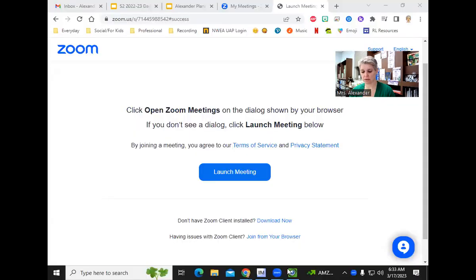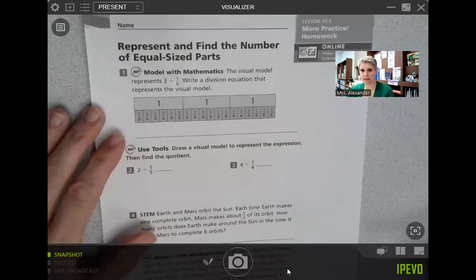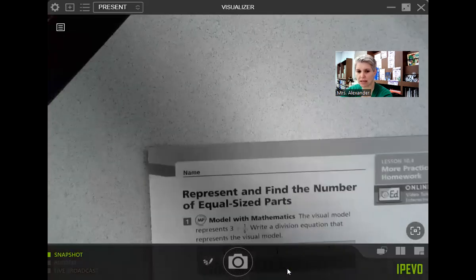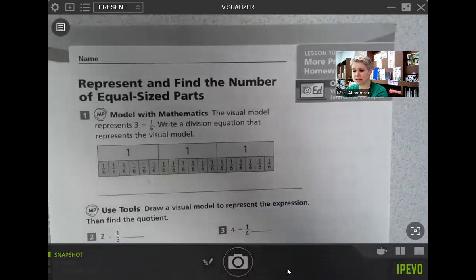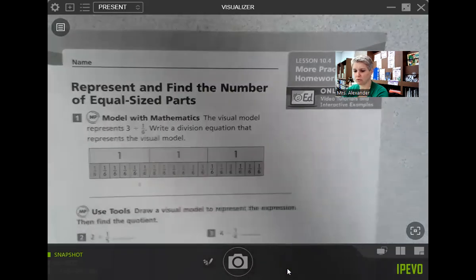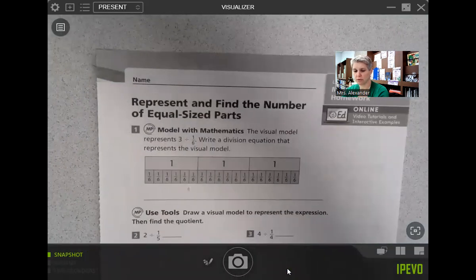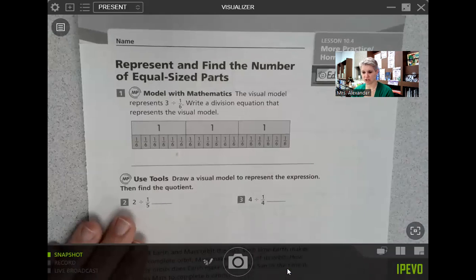We are working on Module 10, Lesson 4, which is representing and finding equal size parts. So a little bit different. We've now gone from dividing a unit fraction by a whole number to a whole number by a unit fraction.